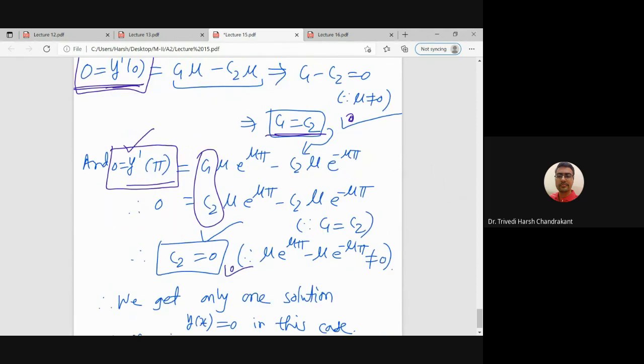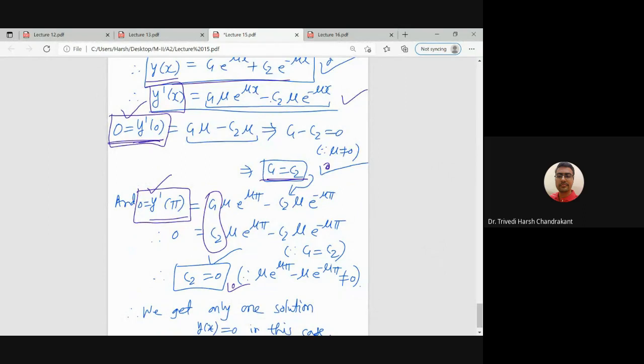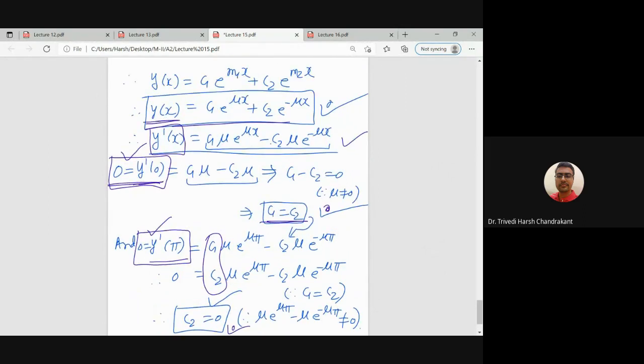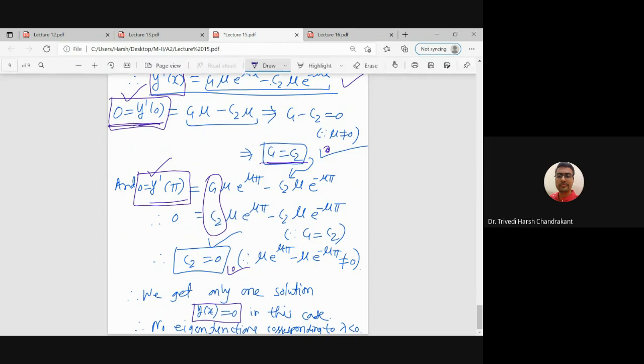So using these two boundary conditions, we are getting c1 and c2 are 0. That means all choices of y will be 0, because c1 and c2 are 0. So we get only a single solution, which is y(x) equal to 0. And we know that an eigenvector cannot be 0. An eigenfunction must be a non-zero function. So that means there is no eigenfunction corresponding to lambda less than 0. That means lambda less than 0 is not an eigenvalue, because there is no eigenvector corresponding to that.